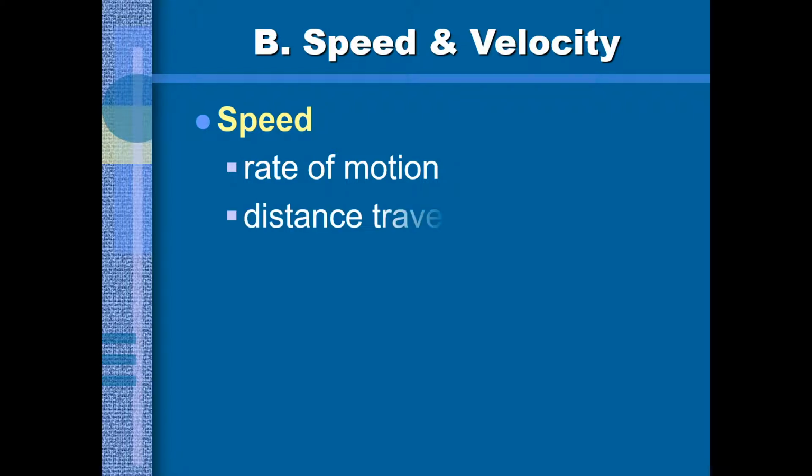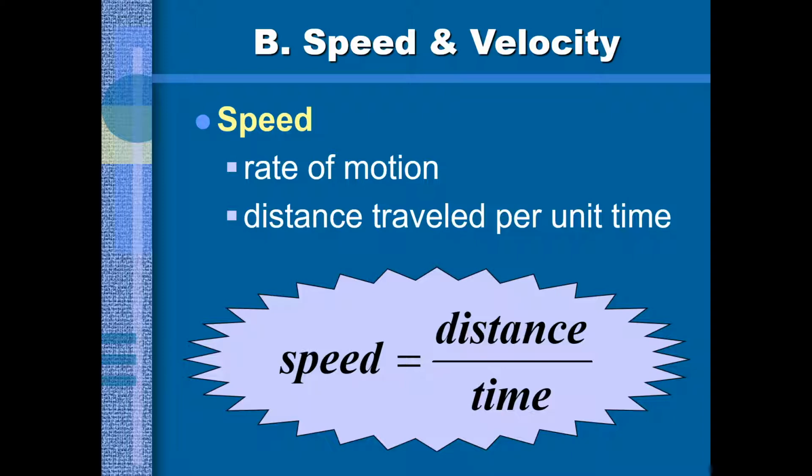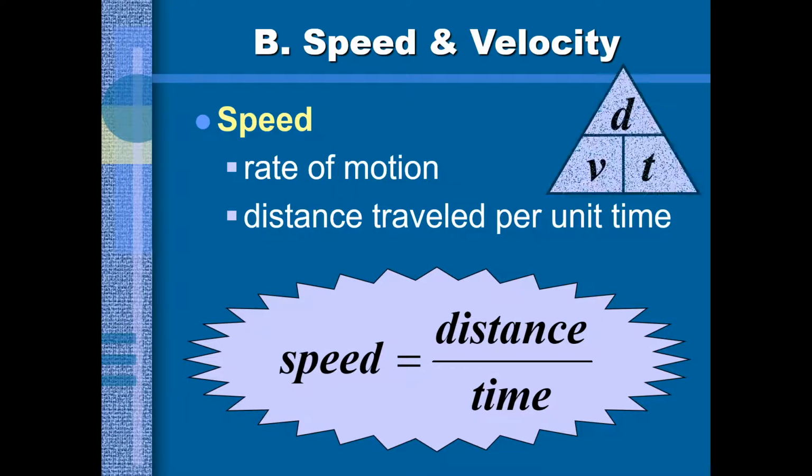So speed. Speed is the rate of motion. It is defined as the distance traveled per unit time. So speed is equal to distance divided by time. I believe y'all all told me y'all are familiar with the triangle. We'll define velocity in a second, but usually we let both speed and velocity be represented by the letter v.